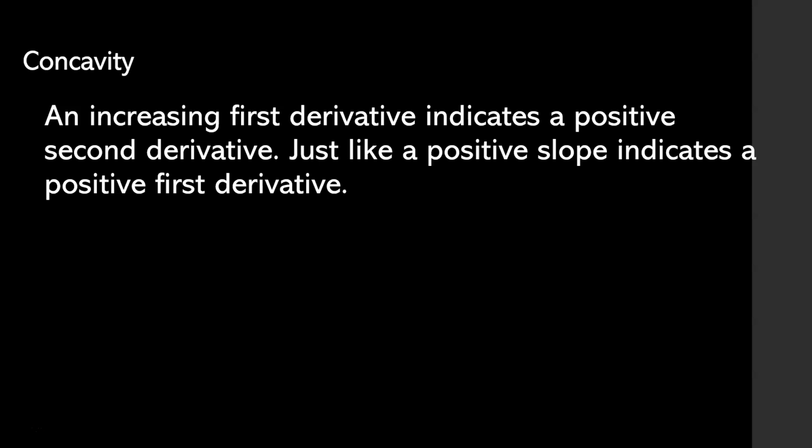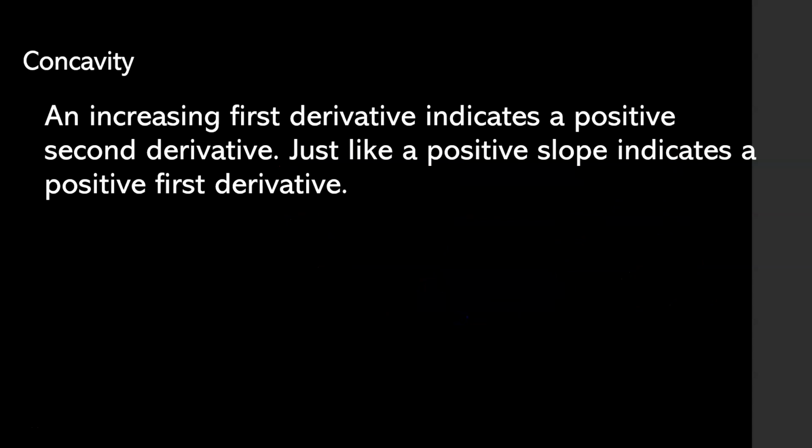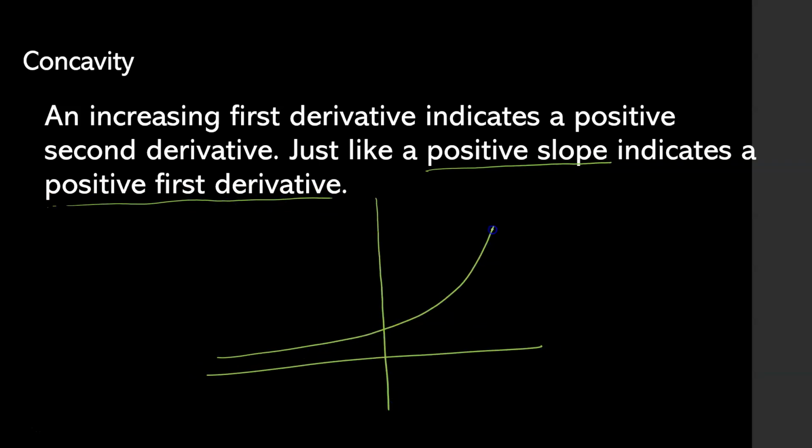Okay? So let's say that again. An increasing first derivative indicates a positive second derivative. Okay? So that's what we had back here. An increasing first derivative indicates a positive second derivative. The analogy there is the positive slope of a function indicates a positive first derivative. Let's think about that. So e to the x has a positive slope everywhere. And how do we know that? Because the first derivative of e to the x is positive.